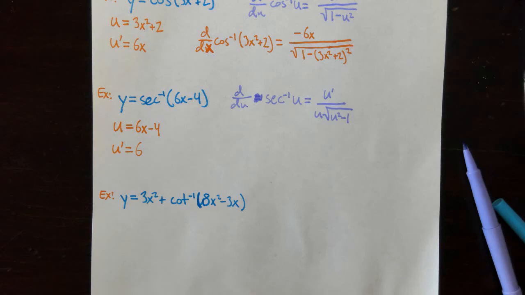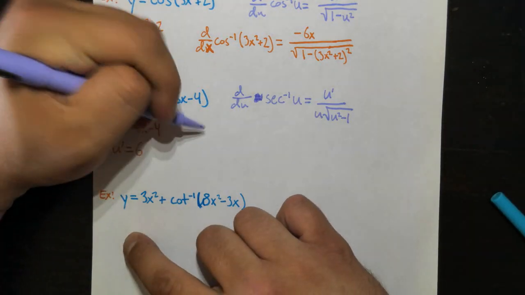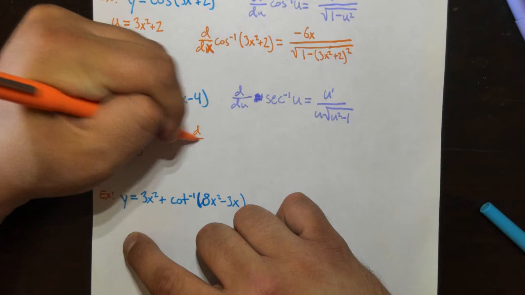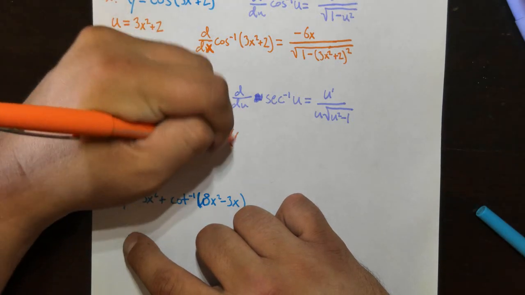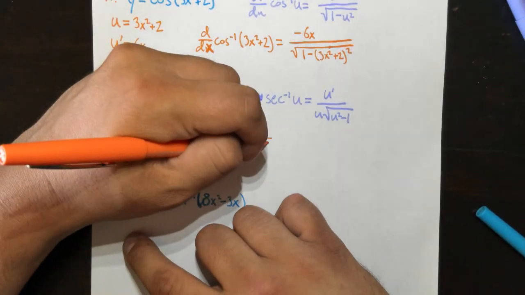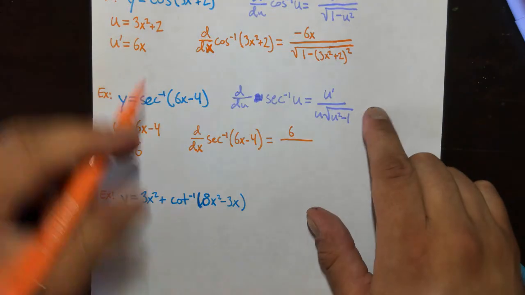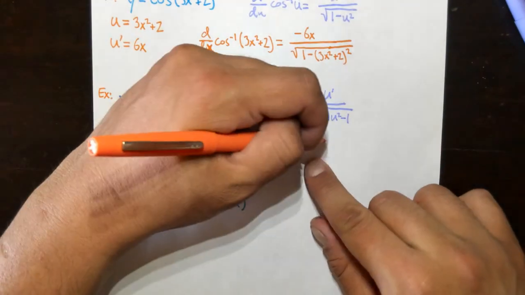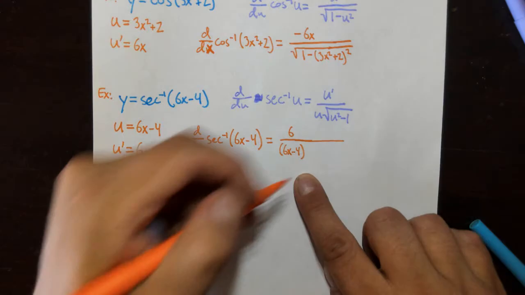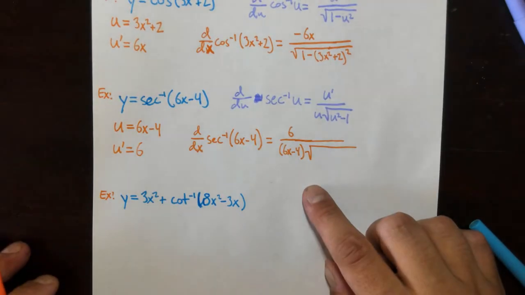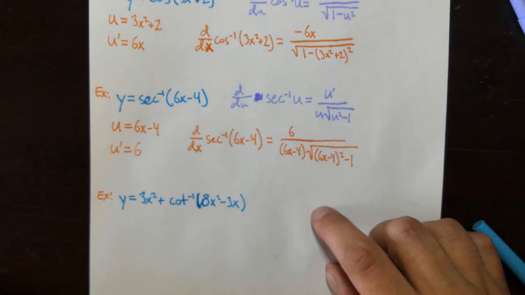So again, we can just plug it right in. So d dx, I'll use orange, d dx of arc secant of 6x minus 4 is equal to u prime, so that's going to be 6, over u, which is 6x minus 4, times the square root of u squared minus 1, so 6x minus 4 squared minus 1. And that's the derivative.